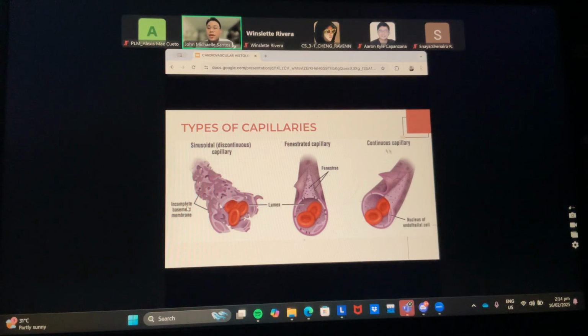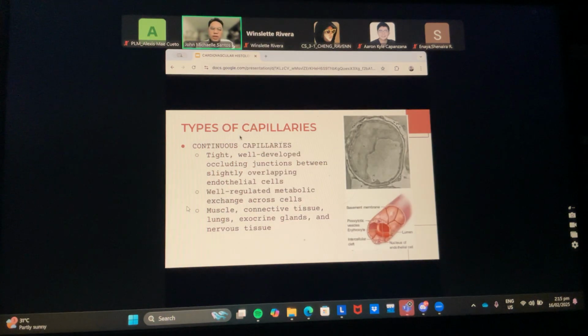And then you have your continuous capillary, ayan, continuous capillary which has smaller amounts of holes as compared to your fenestrated. Ayan, so your continuous capillaries, they have tight, well-developed occluding junctions between slightly overlapping endothelial cells. And then they have well-regulated metabolic exchange across cells, and then muscles, connective tissues, lungs, exocrine glands, and then your nervous tissue.